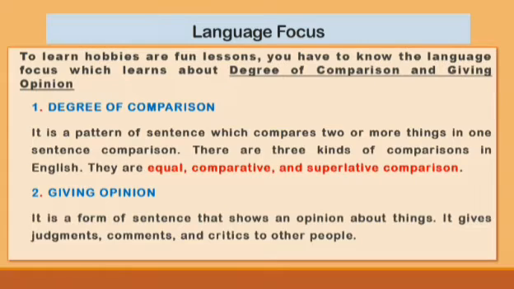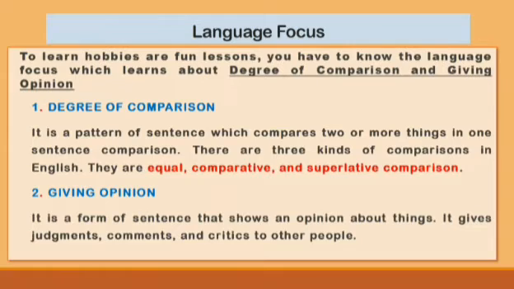There are three kinds of comparisons in English. They are equal, comparative, and superlative comparison. Comparison degree is usually formed with to be and an adjective. For example, swimming hobby is as exciting as painting hobby. Look, this is an equal comparison which compares two things at the same degree. Another example, making jewelry is nicer than collecting comics. This is a comparative degree which compares two different things with different quality.